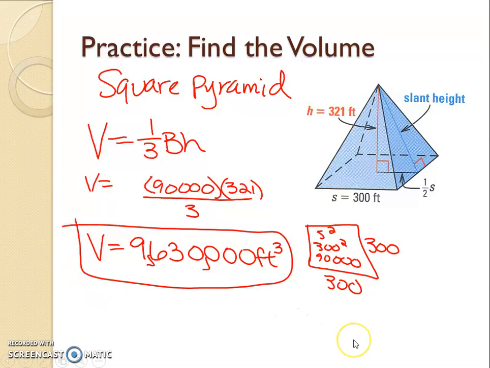Alright, let's look at the square pyramid now. You're going to write down the formula, and you need to write square because this is a square. The side is 300 feet. Write volume equals 1/3 base area times height. So we do 300 times 300, the square is s squared, which is also on your formula sheet, which is 90,000. Then multiply that by the height, 321, divided by 3. When you do that, you will get 9,630,000 cubic feet.